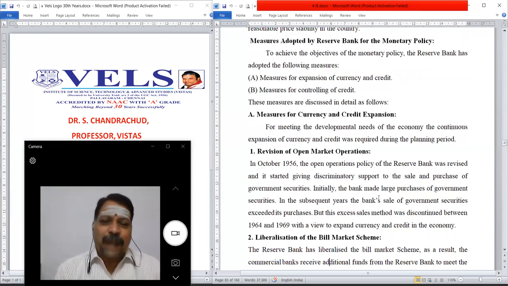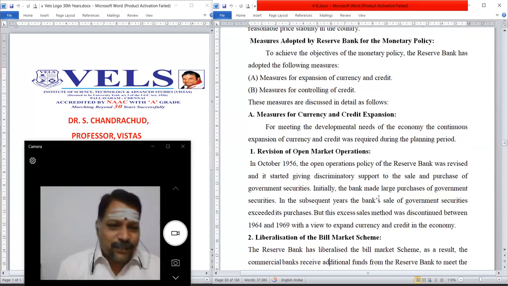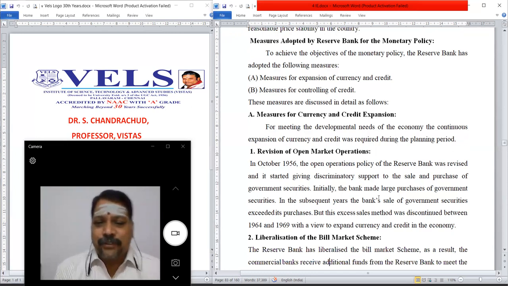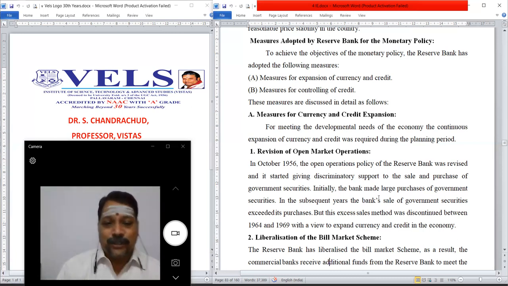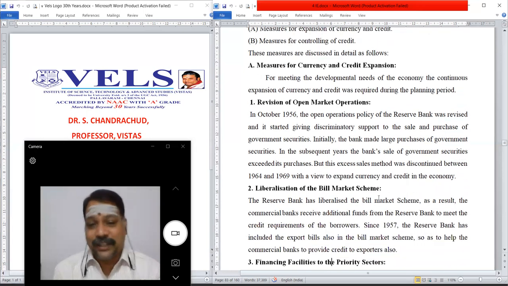Initially, the bank made a large purchase of government securities. In subsequent years, the bank's sales of government securities exceeded its own purchases. Why? Because the excess sales method pushed that particular economy into an inflation situation. So they discontinued it between 1964 and 69, that is the third five-year plan, with a view to expand the currency and credit in the economy. So the bank started circulating more money to the public. Further, some measures have been kept.